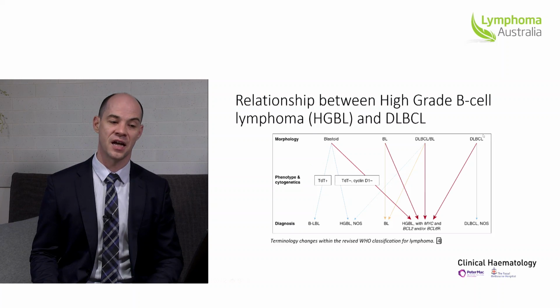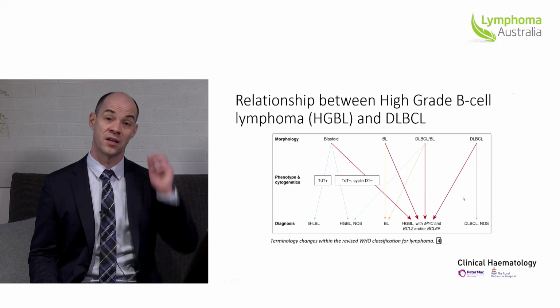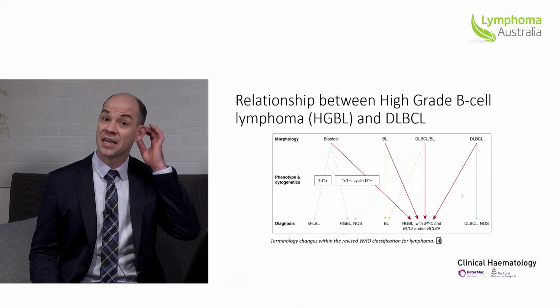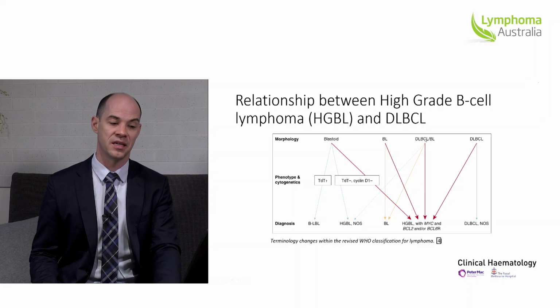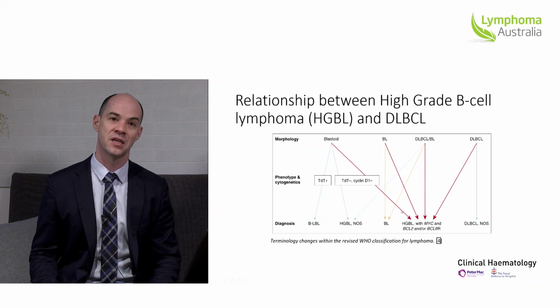And you can see that under diffuse large B-cell lymphoma, if you have a patient with diffuse sheets of large cells under the microscope, you can see that they can have something just called diffuse large B-cell lymphoma not otherwise specified, which accounts for the vast majority of cases that we see. A small percentage of patients will have MYC and BCL2 or BCL6 rearrangements. They're the lymphomas that we call double-hit lymphoma.